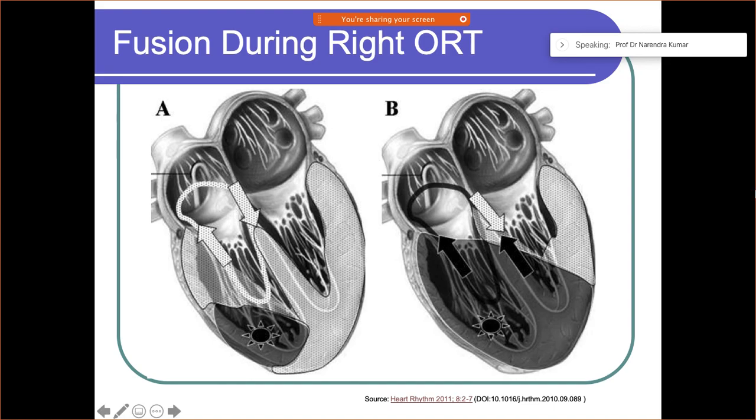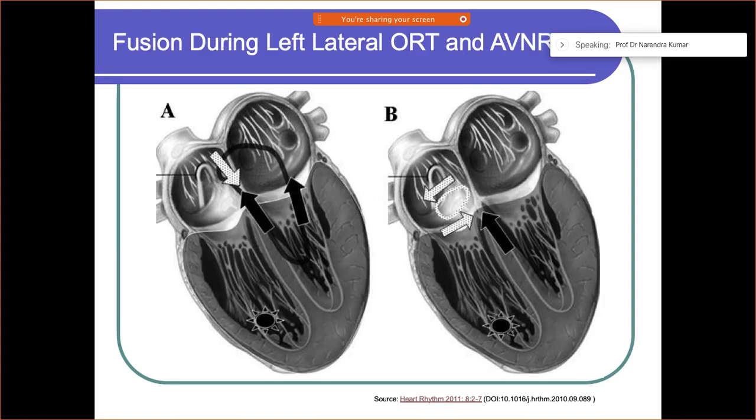If you look carefully at the second figure, B, the retrograde limb of the tachycardia is eventually driven by the paced wavefront and a stable collision point results. This stable point of collision is located below the His bundle, and that is what results in the constant QRS fusion. So what happens during the left lateral ORT and the AVNRT?